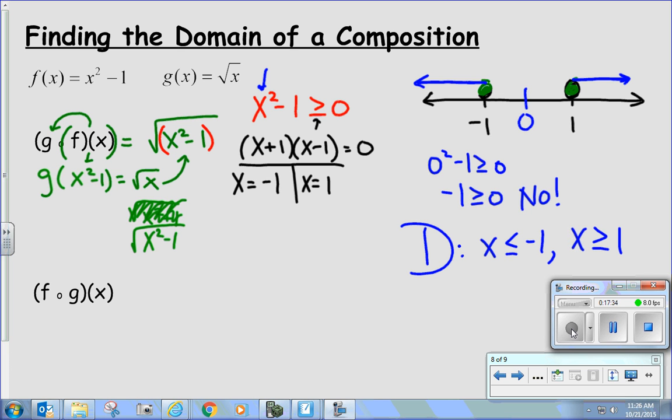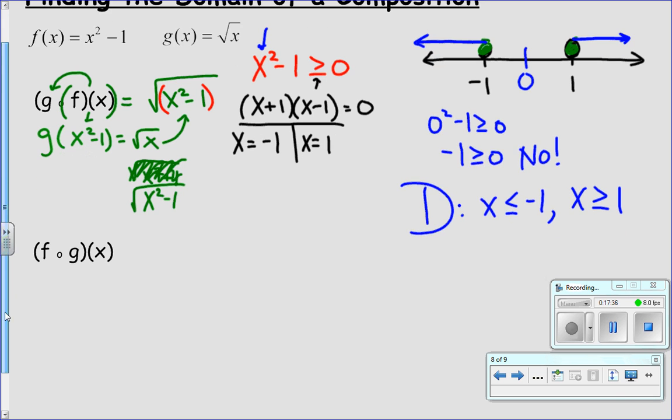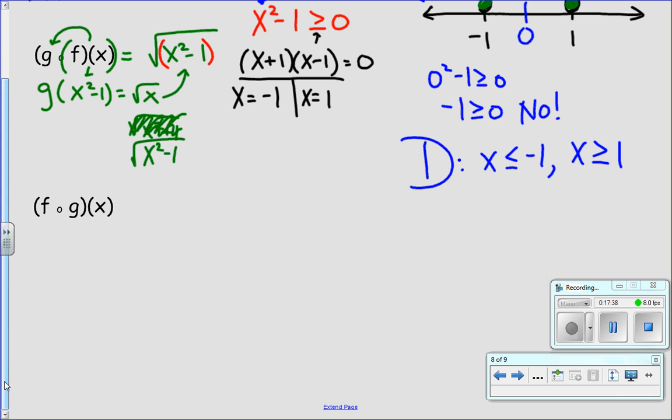All right, this next one. What do I get when I have f of g of x? What is that? You get f under a radical, so you get x minus 1? Is he right, everybody? Yep.